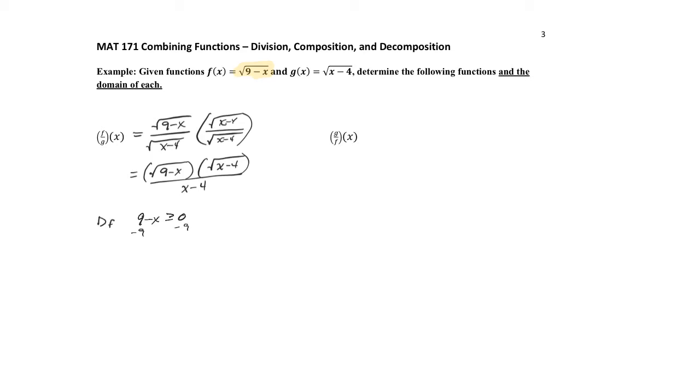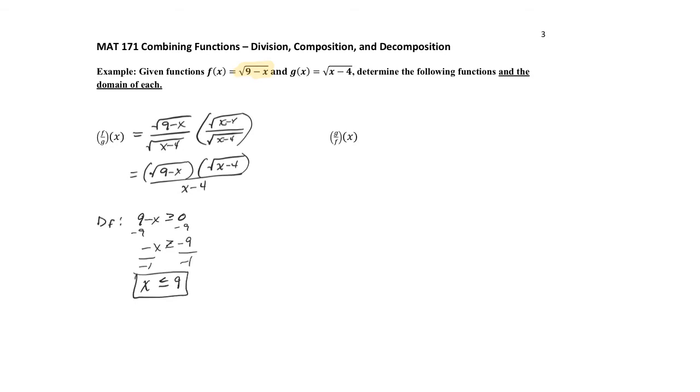So I'll subtract 9 from both sides. So I have negative x is greater than or equal to negative 9. Now be careful here. Remember, you're going to divide both sides by negative 1. And when we divide by a negative, it flips the inequality. So x will be less than or equal to 9. So there's my answer for the domain of f.